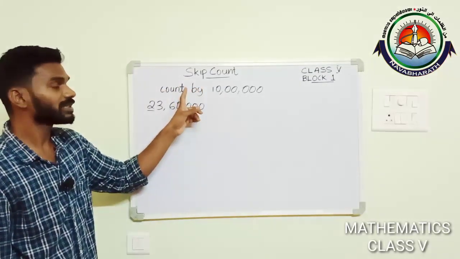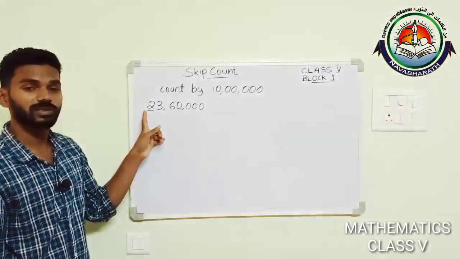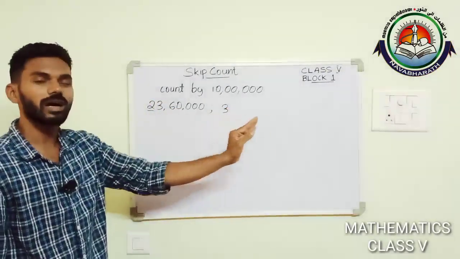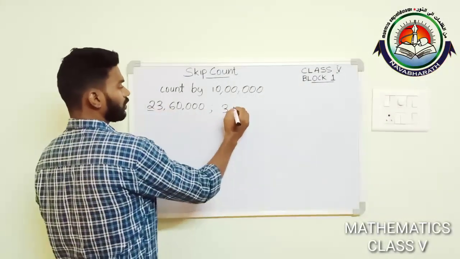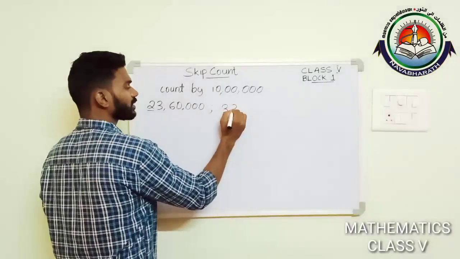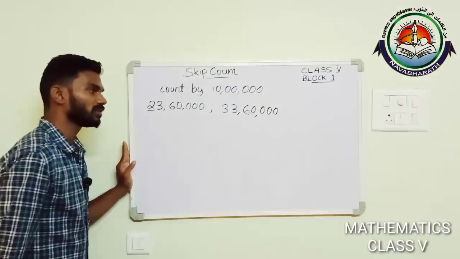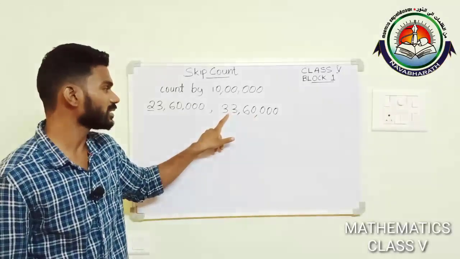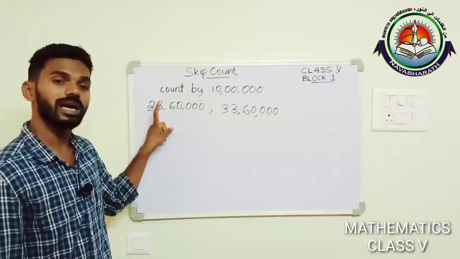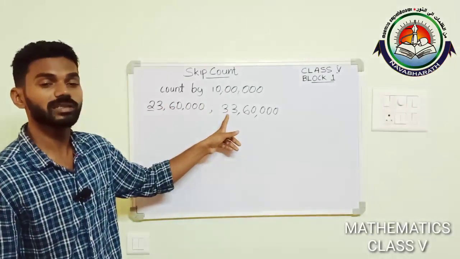So for doing skip count by 10 lakh, what would be the next number? The 2 is replaced by 3. There is no change for other numbers. So 2 replaced by 3, then again there is a 3, 60, 3 zeros. And it can be read as 33 lakh 60,000. This 23 lakh would just become 33 lakh. 23 lakh and here 33 lakh.